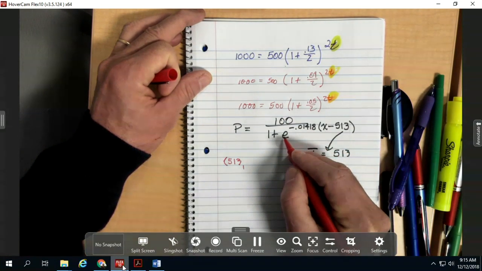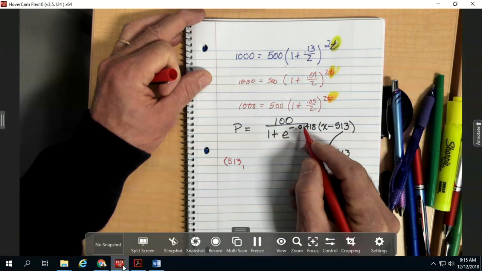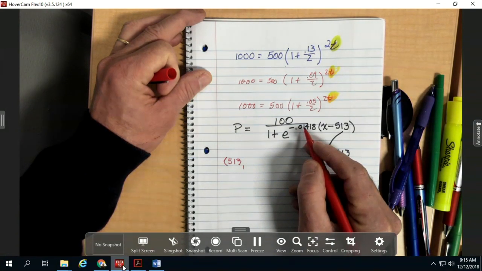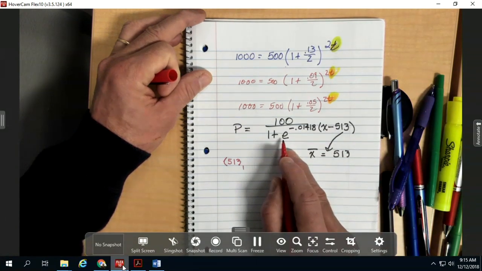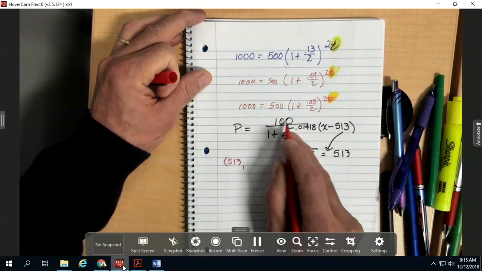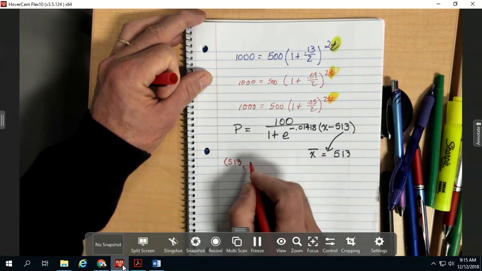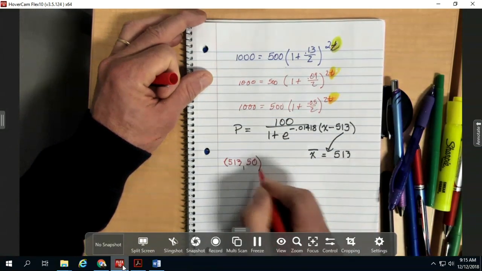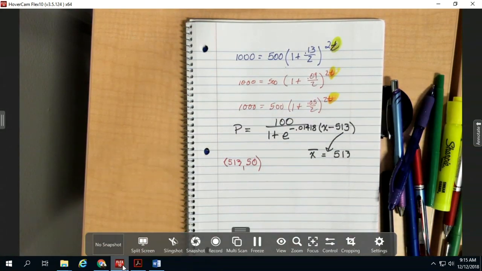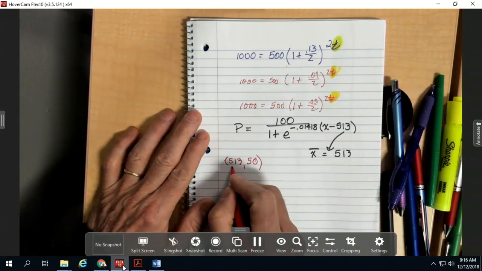What is any number to the 0th power? 1. What is 1 plus 1? What is 100 divided by 2? You see how that worked? Okay? Everybody good with that? Yeah. All right.